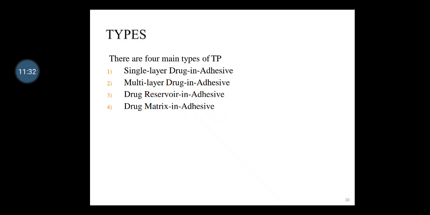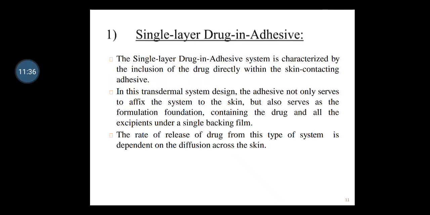So we'll discuss it one by one. The first type of transdermal patch is single layer drug in adhesive. So the adhesive layer of the system also contains the drug, and it is characterized by the inclusion of the drug directly within the skin contacting adhesive.